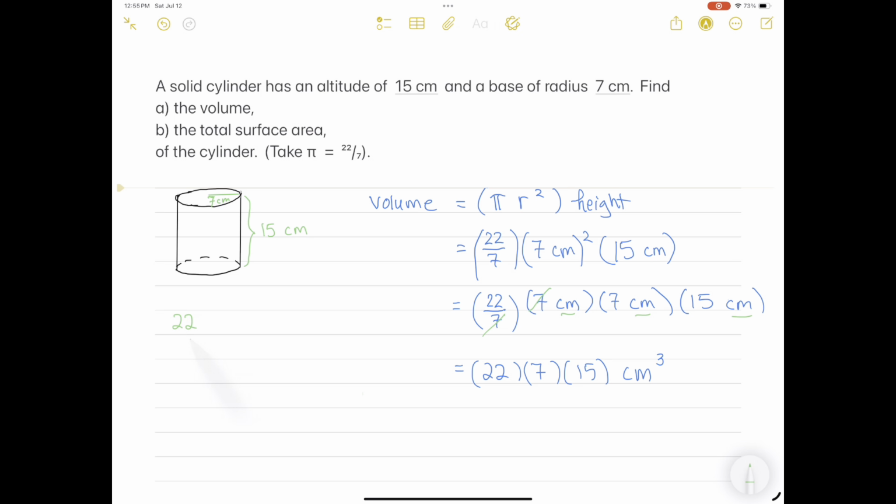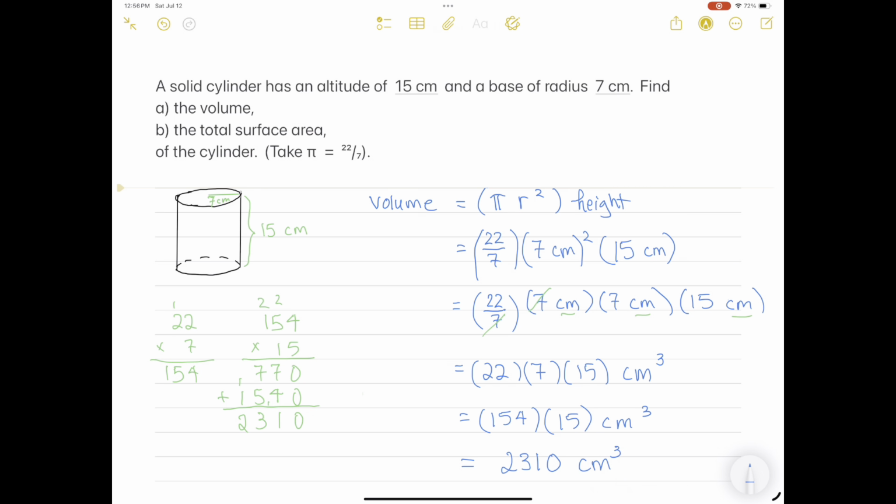Now I just need to do some multiplication on the side. 22 times 7, which is 154, which leaves me with my final calculation, 154 times 15, which I also do on the side. 154 times 15 works out to be 2,310. I write 2,310 on the line below the problem.